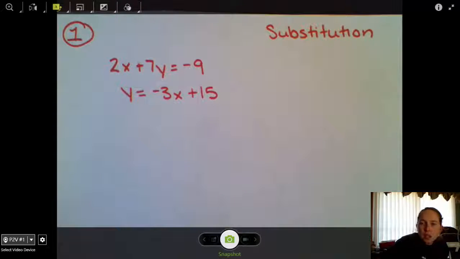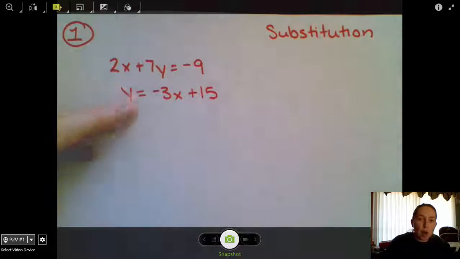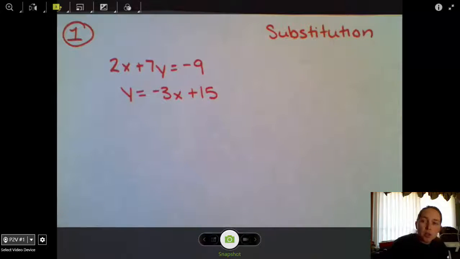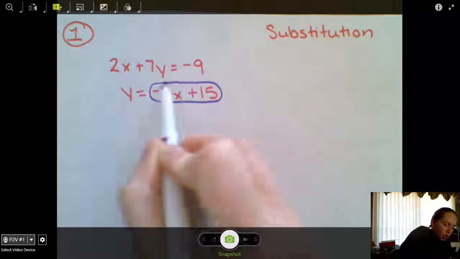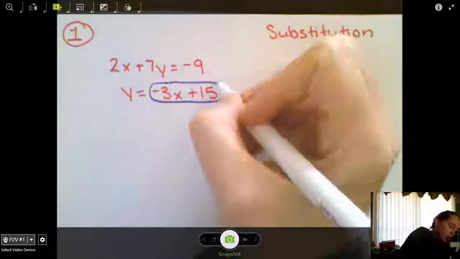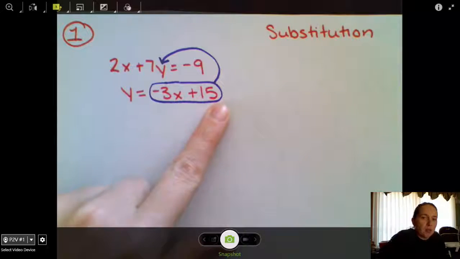This is an example of substitution when one of your equations is solved already for a letter. So the second equation in this example is y by itself. Okay, so when you substitute, it means to replace. So what you're going to do is take all of this stuff, which is what y is, and replace the y in the top equation. Instead of putting that y, you're going to put in the negative 3x plus 15.